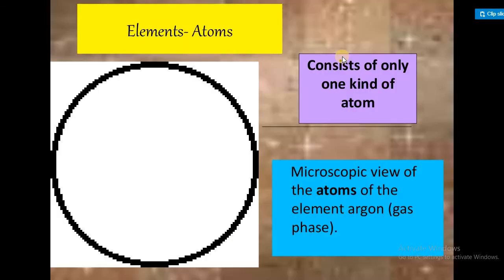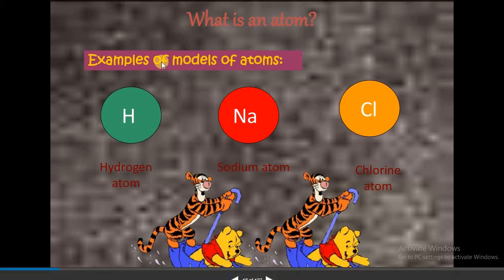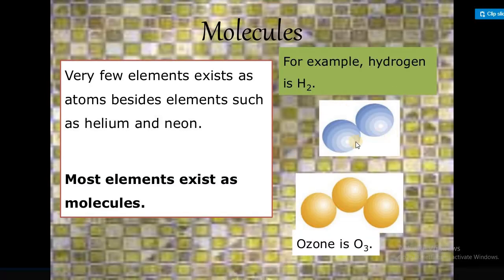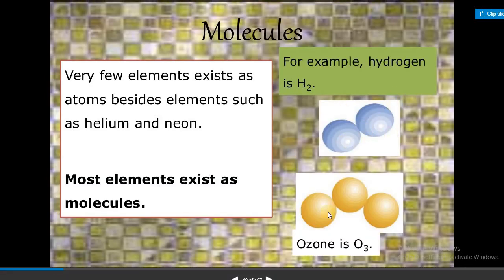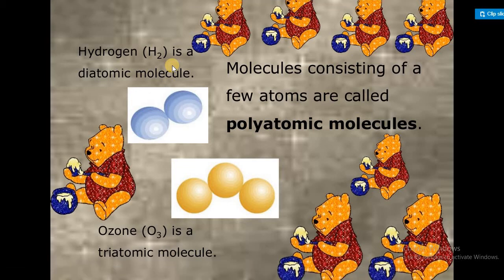If they are different and they are combined together, then they form a molecule of a compound. And we are going to discuss this further down in this lecture. These are some examples of atoms: hydrogen atom, sodium atom, chlorine atom, made up of similar types of atoms. And this is a molecule of hydrogen, made up of similar hydrogen atoms, and so on. Now I want to discuss the types of molecules. If the molecule is made up of one atom only, that is a monatomic molecule, like the noble gases.